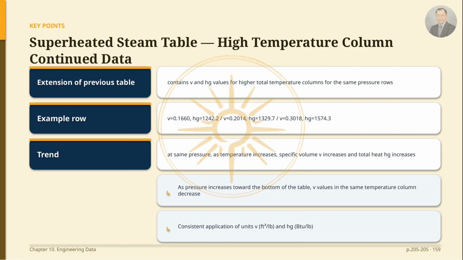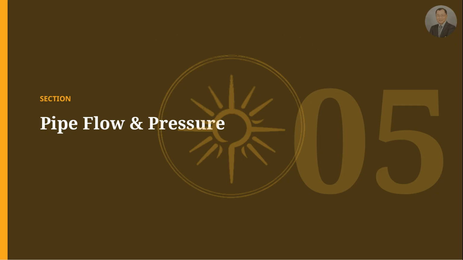increase together. Conversely, if you move down the table to higher pressures, the specific volume decreases even for the same temperature row. All values are consistently applied in units of cubic feet per pound for specific volume and BTU per pound for enthalpy. Next, we turn to pipe flow and pressure.